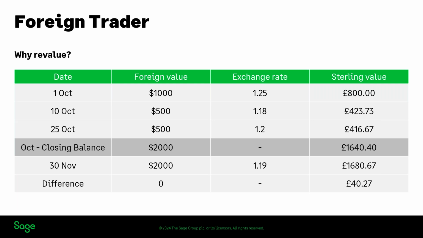On the 10th of October, we paid in $500. Slightly different exchange rate, 1.18. And the sterling equivalent of that was 423.73. And then 25th of October, again, another $500, slightly different exchange rate. And you've got the sterling value there.